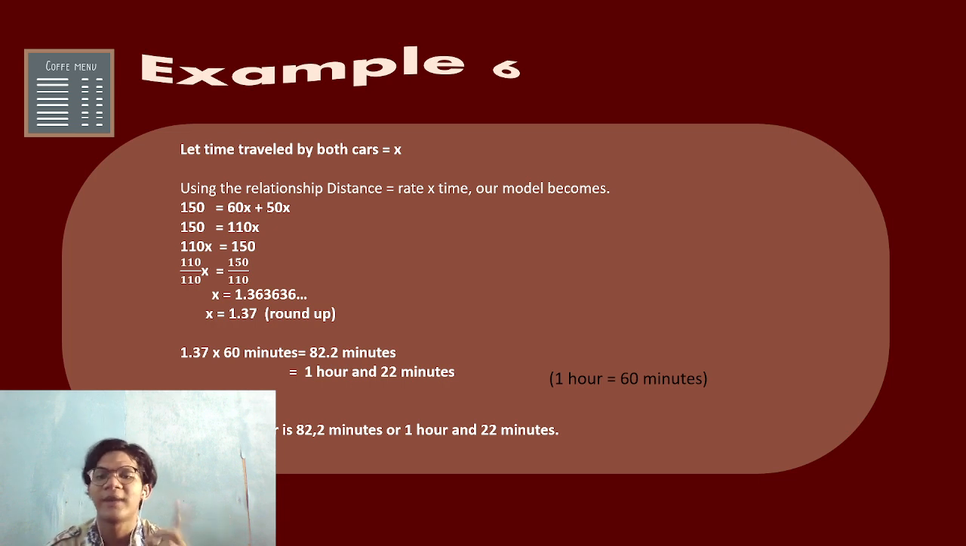We divide both sides by 110, so we got x is 1.363636 etc. So we round up, x is equal to 1.37. So 1.37 times 60 minutes is equal to 82.2 minutes, or 1 hour and 22 minutes. So the answer is 82.2 minutes, or 1 hour and 22 minutes.